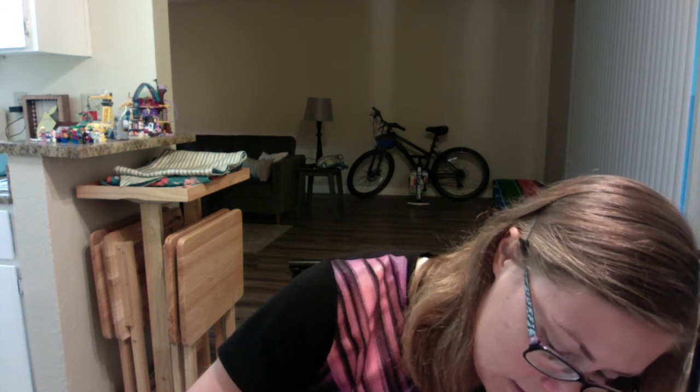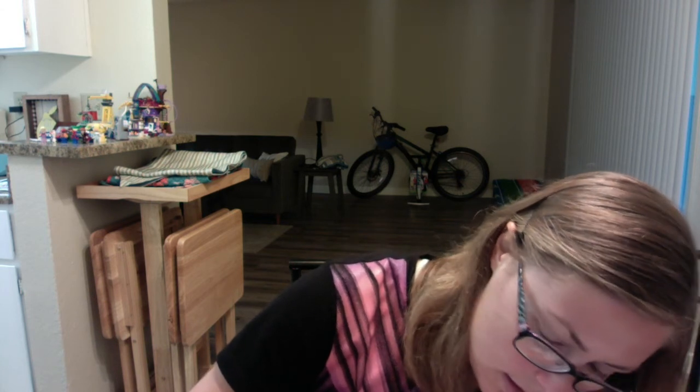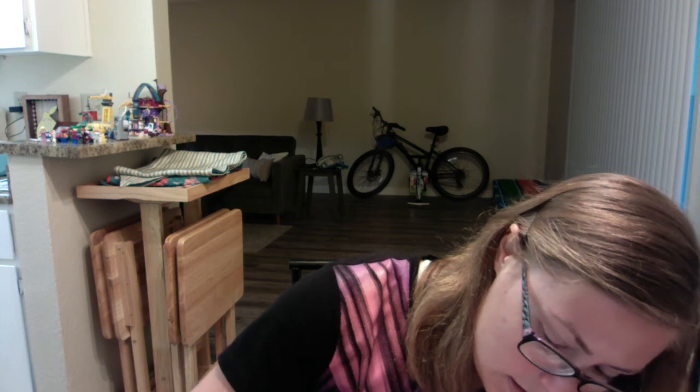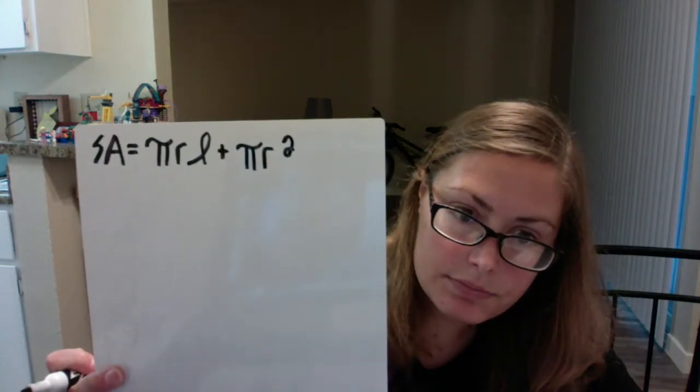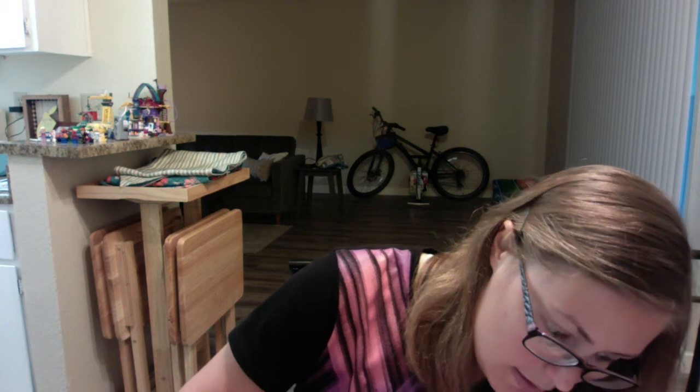Next one, we have a cone has a surface area of 65 pi inches squared and a slant height of 8. What is the radius of the cone? So we're going to have our surface area is equal to pi times r times our slant height plus pi r squared. Fill in the information we have. So we have 65 pi is equal to pi r times 8 plus pi r squared.